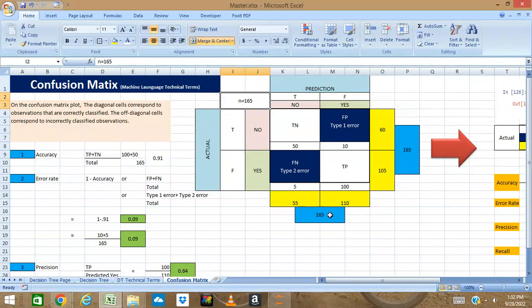Now let's move to some formulas, and it's very easy. See, the first formula is accuracy. Accuracy formula is very simple. We have to take all the true values, whatever is matching between prediction and actual. So these cells which are not highlighted yellow, right? Because we both are matching. Prediction is saying no, actually saying no, 50 numbers. Prediction is saying yes, actually saying yes, 100 numbers. So 100 plus 50, true positive, true negative.